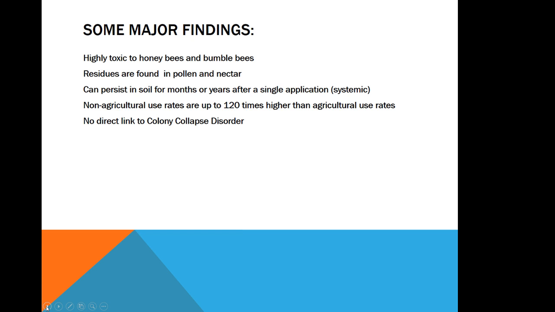Not surprisingly, since the application is designed to last an entire season, these products will last a long time in the soil. Since these products are systemic, pesticide residue can remain in a plant over a long period of time as well. Another significant issue is that use rates in ornamental settings for soil injection can be up to 120 times higher than agricultural use rates. Finally, there was no definite link to colony collapse disorder in the incidents investigated.